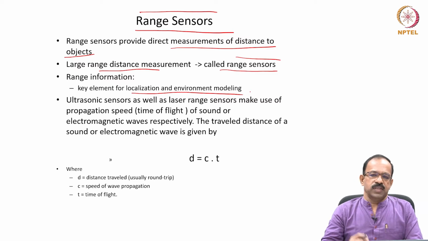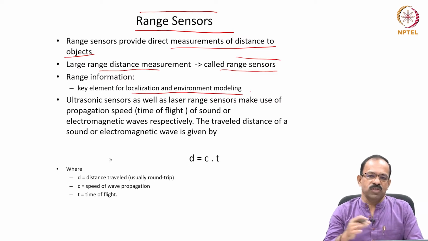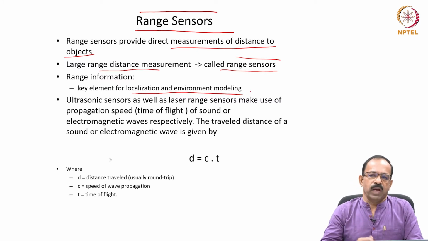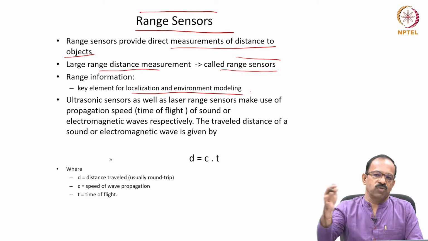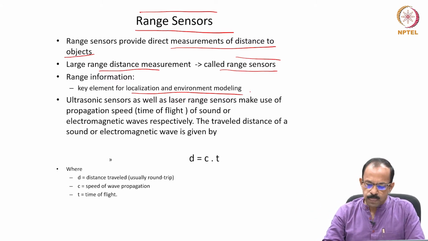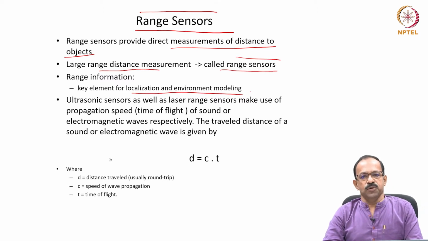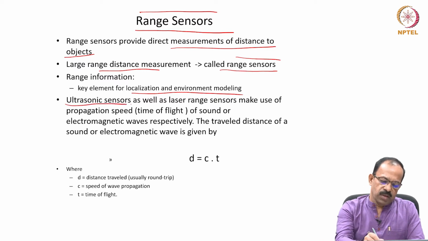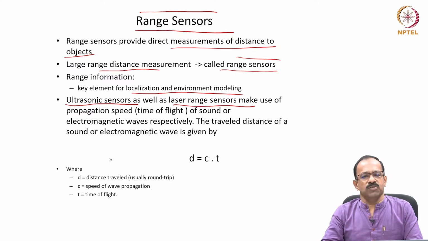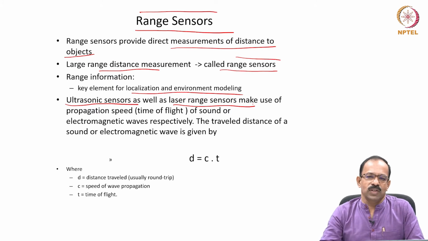Localization is basically knowing the position of the robot based on this measurement. We can also use this for creating a map of the environment. By measuring the distance to different objects, you will be able to create a map of the environment. There are two types of sensors commonly used: one is the ultrasonic sensor, and the other one is the laser range sensor. Both measure the distance. Only the principle of sensing is different.